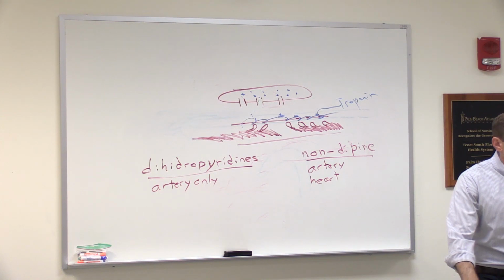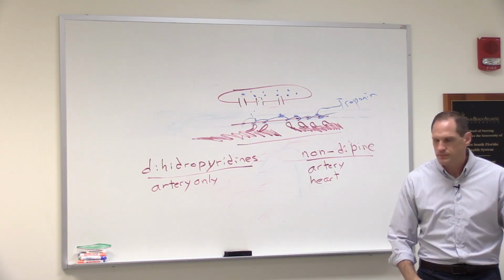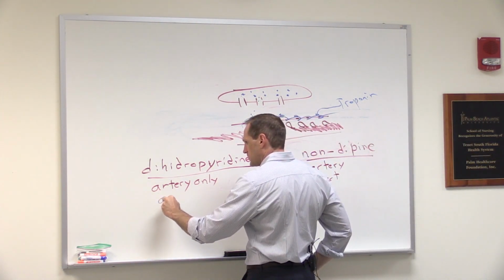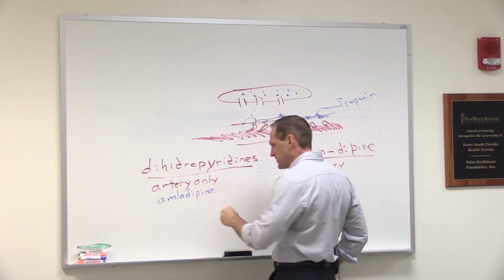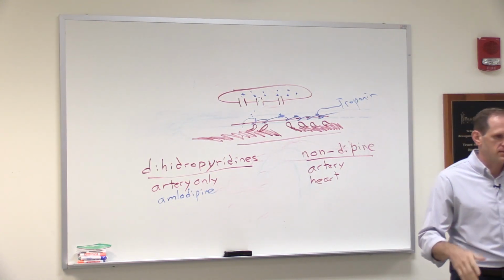Okay, and I guess now we should learn some drug names. The drug name we're going to learn right now, the most common one for a long, long time, was amlodipine, which is better known as Norvasc. At one time, it was the number one prescribed antihypertensive drug in the United States.